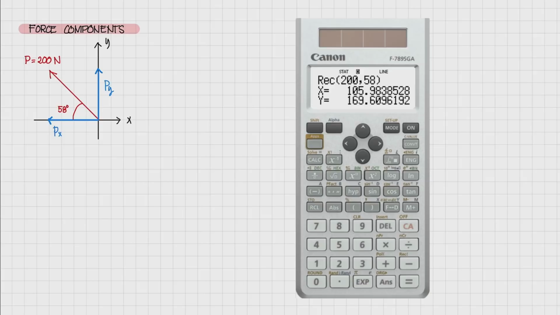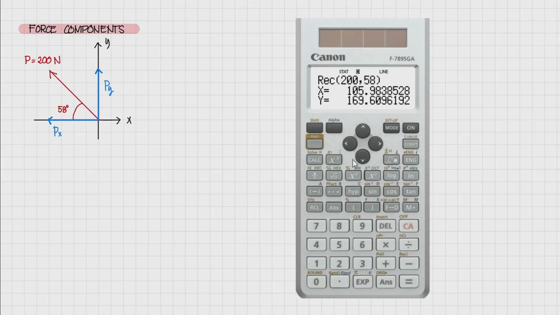So you have your force components. For Px, you have 105, and then for your Py, you have 169. Now, you'd notice na hindi tama yung signs natin because your Px should have a negative sign since it is going to the left from the origin of our x and y axis. Diba? So, what can we do para maging negative siya?